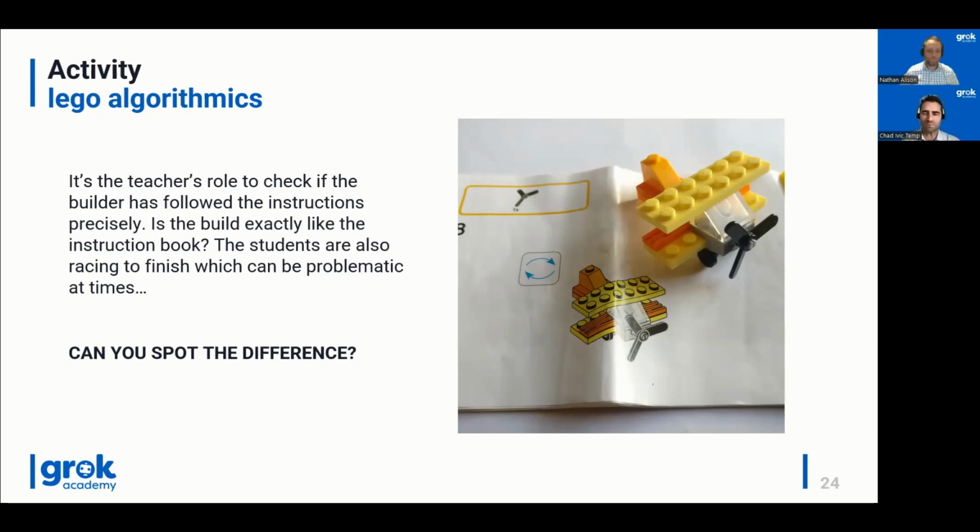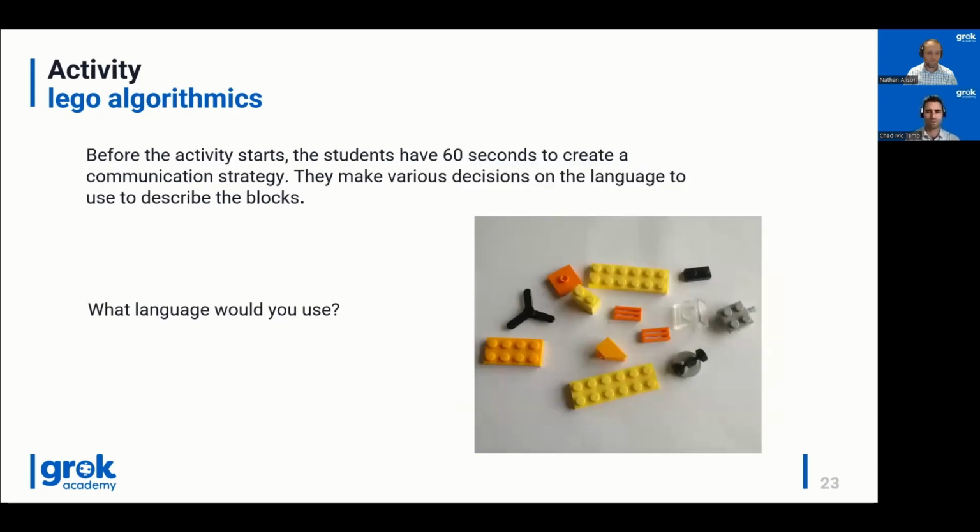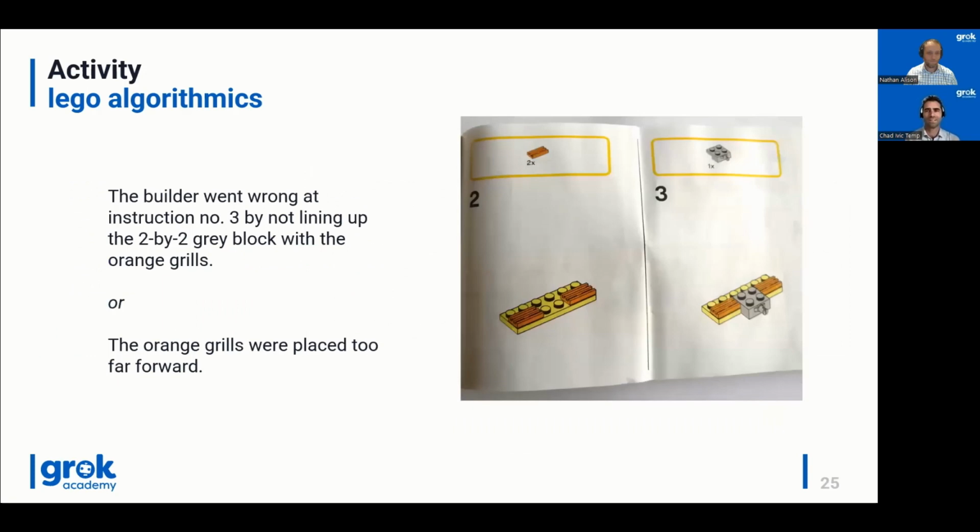Where the builder's gone wrong is they've placed the orange piece too far back from the propeller. It just needed to be more forward. There's actually two orange pieces. So if we go back in the instruction book to instruction number 3, you can see the builder has not lined up the 2x2 grey block with the orange grills. Or you could say the orange grills are placed too far forward.